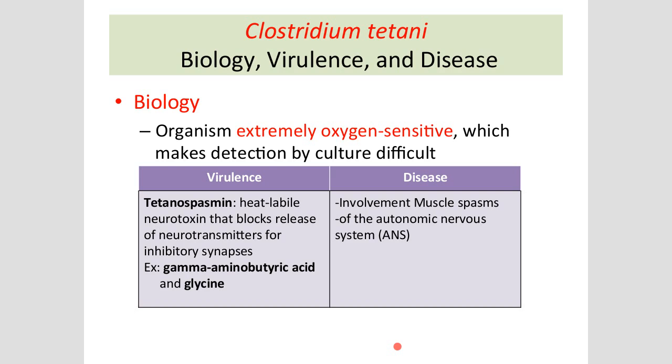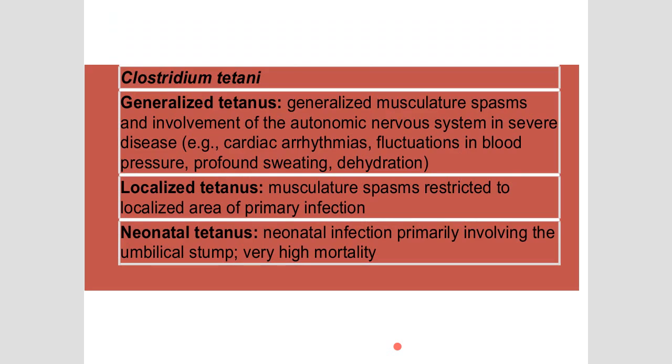But this one, by all means, is a heat labile neurotoxin that blocks release of inhibitory synapse transmitters, GABA, that's gamma aminobutyric acid, and glycine. Both of them are inhibitory. And then you get muscle spasm. So in tetanus, you get muscle spasm. That's what you need to be very careful about.